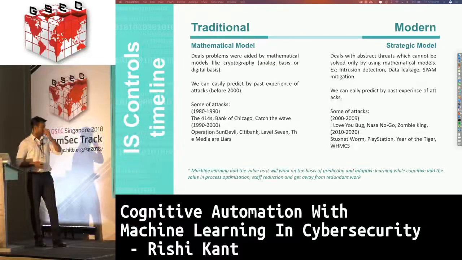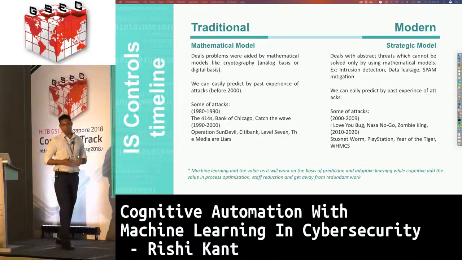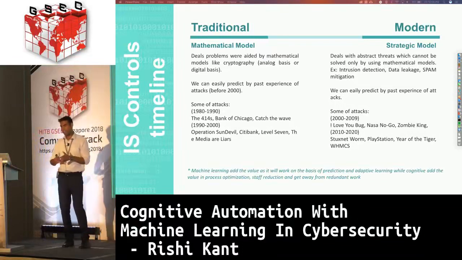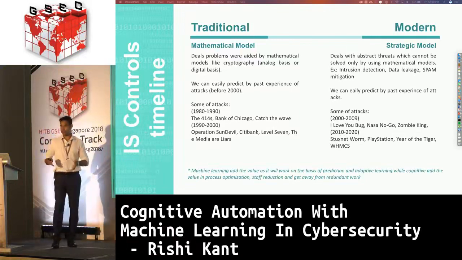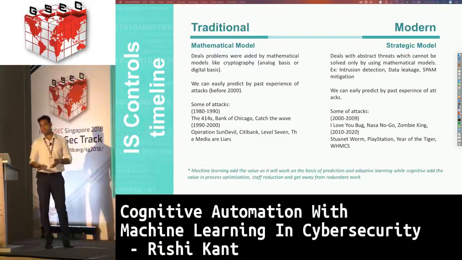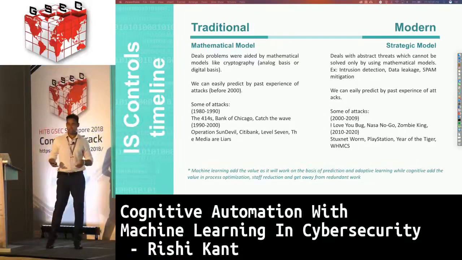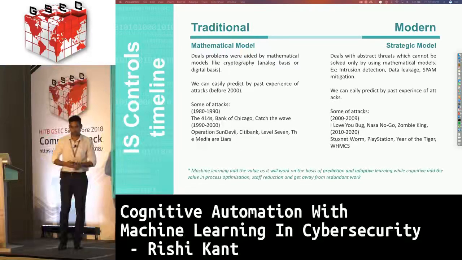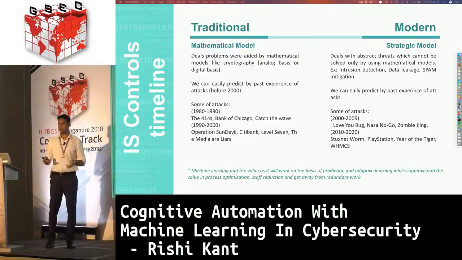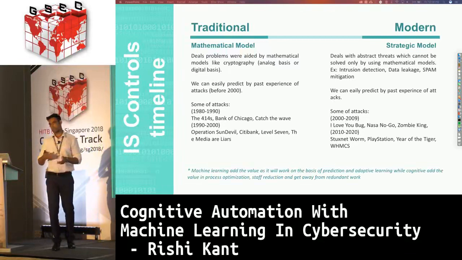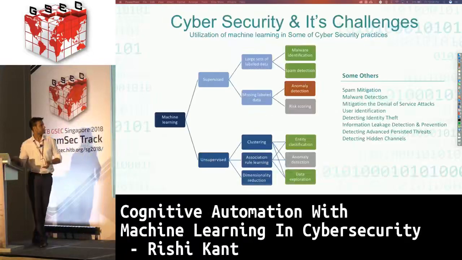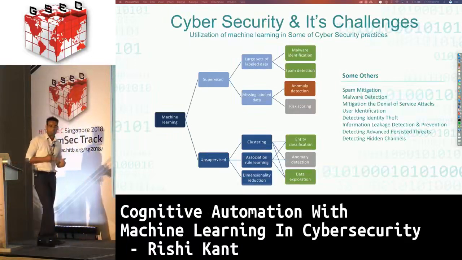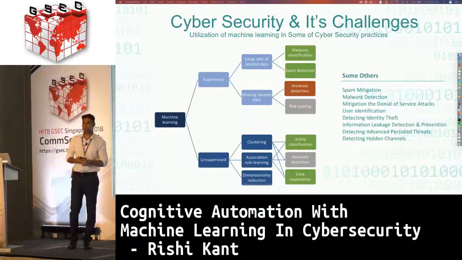Machine learning can add value, working on the basis of prediction analysis. If an event already happened and my firewall was able to bypass it, it will learn from that and add a rule, so next time it is not going to happen. Machine learning can learn by itself, basically adaptive learning. It adds value in those scenarios because it's not only about cryptography. Cognitive automation helps in process optimization, fewer errors because it's automated, and staff reduction, basically reducing the cost for a company and getting away from redundant work. Machine learning learns from different scenarios: supervised learning, unsupervised learning.